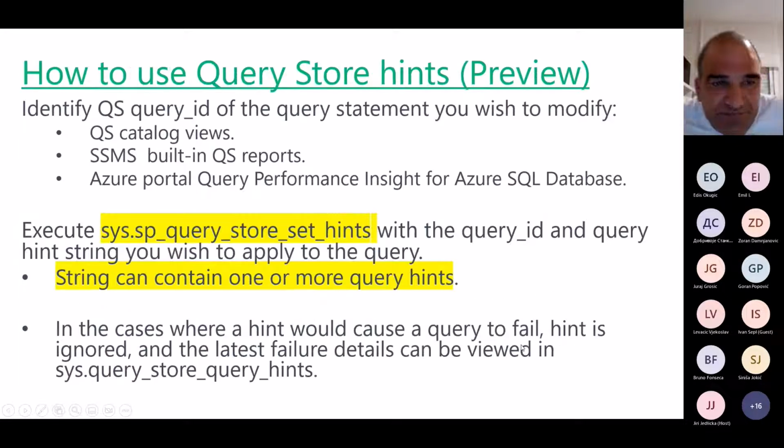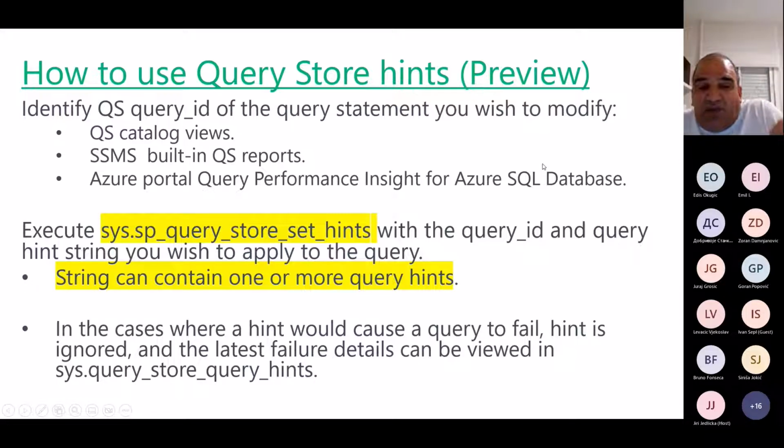So how do you use Query Store hints in SQL Server 2022? First, you have to identify the Query Store query ID of the query statement you wish to modify. How do you do it? Very easy, with Query Store catalog views, the SSMS built-in Query Store reports, or Azure portal Query Performance Insight. Once you identify the ID, execute sp_query_store_set_hints with the query ID and the query hint you wish to apply to the query.